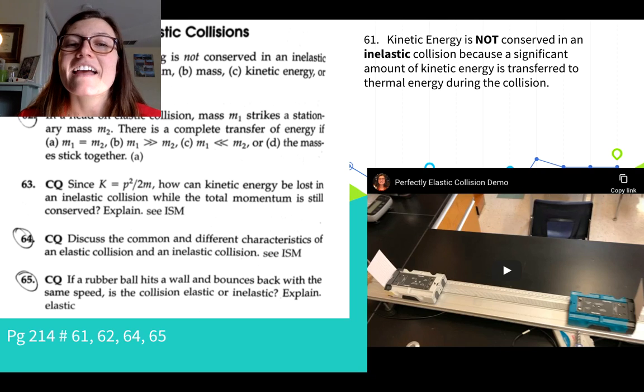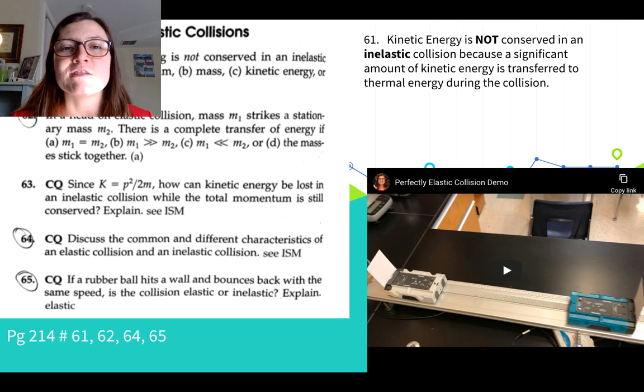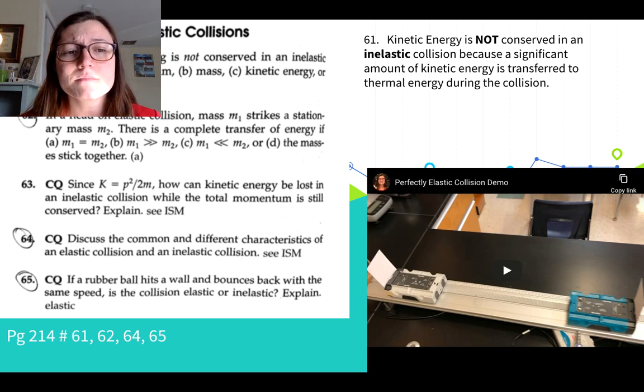So with the words head-on elastic collision, D is not the answer, right? Elastic means the objects have their own independent velocity after the collision. Therefore, that can't be the answer. D cannot be the answer. Objects cannot stick together if they have independent velocities. That would mean that they have the same velocity. So we can eliminate D immediately.